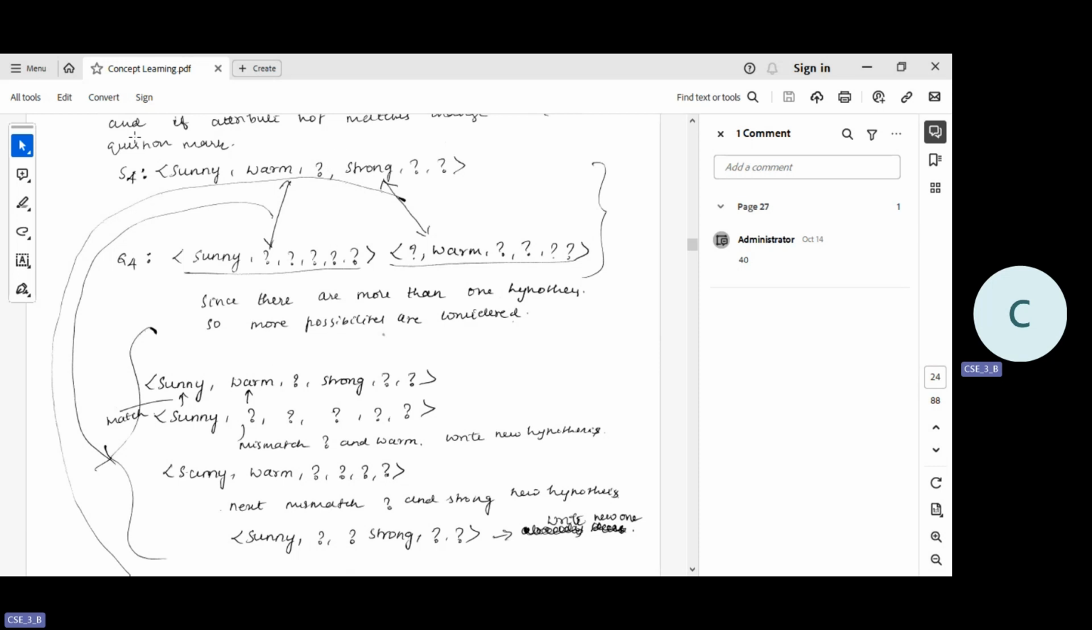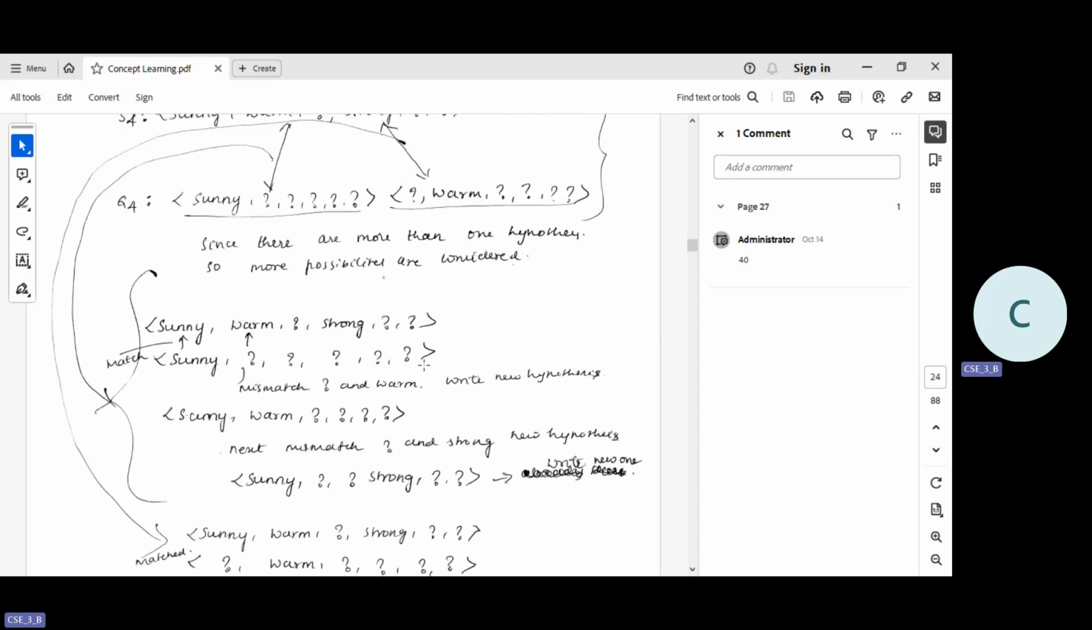We have written this S4 as it is, and this has to be matched with the first hypothesis in the generic boundary. You can see there is a match, sunny and sunny, and then there is a question mark and warm. So there is a first mismatch. When there is a first mismatch, we write the new hypothesis: sunny, warm, and then all these question marks.